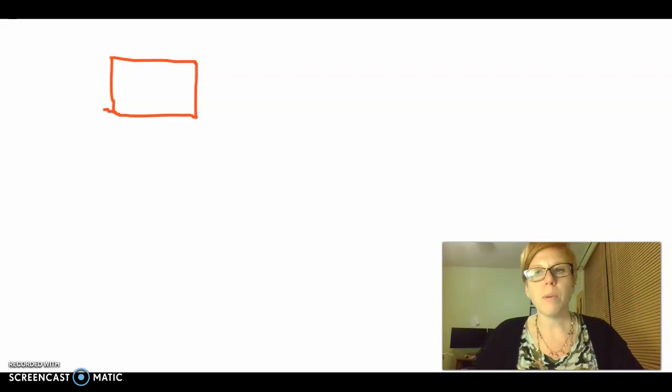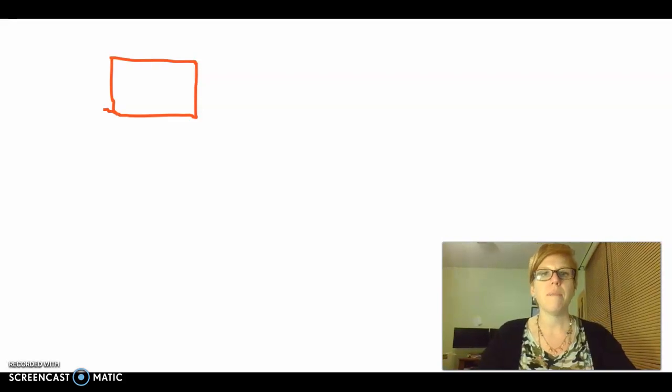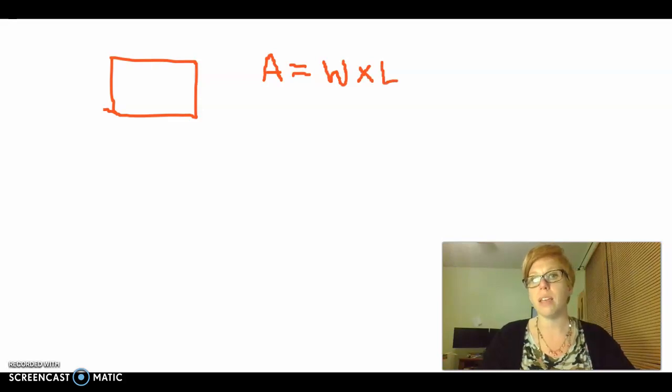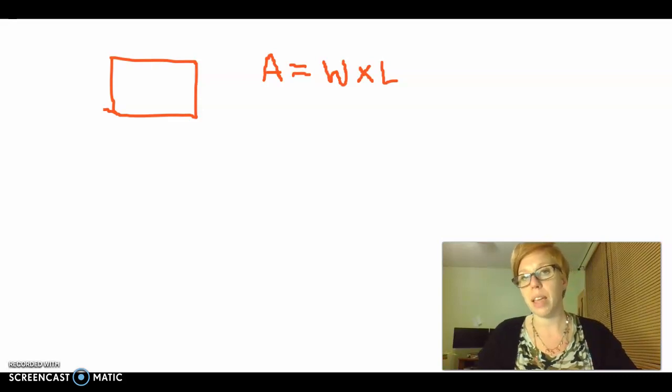Now the area. When we figure out the area of a rectangle or a square, that means we are calculating the surface of it, how much all of it is. And when we calculate the area, I'm going to write A. There is a little math formula that we do. We multiply how wide the shape is by how long the shape is. So I'm writing A equals W times L. That's area equals width times the length.